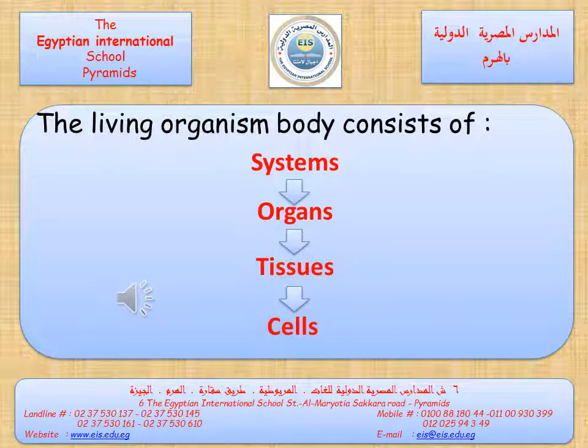We learned in the first lesson, the digestive system, that any living organism consists of what? Systems. And each system consists of organs, and each organ consists of tissues, and each tissue consists of what? Cells. So at this slide, we just refresh our memory that a multicellular organism consists of systems, each system is made up of organs, like the stomach, like the heart, and each organ consists of tissues, and each tissue consists of cells.